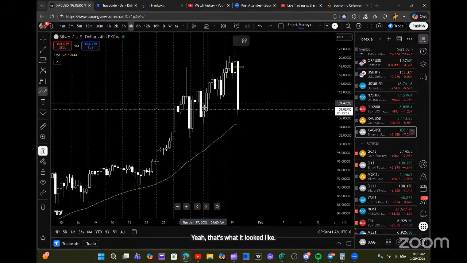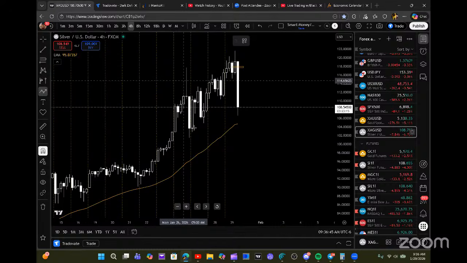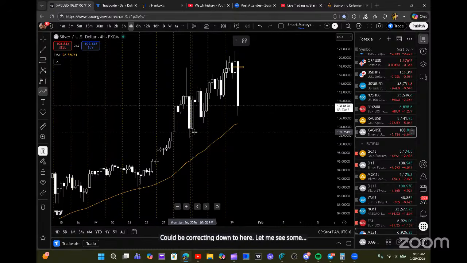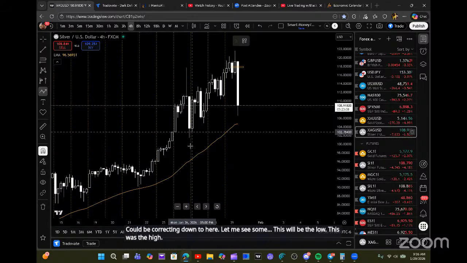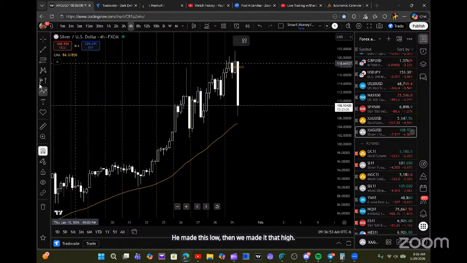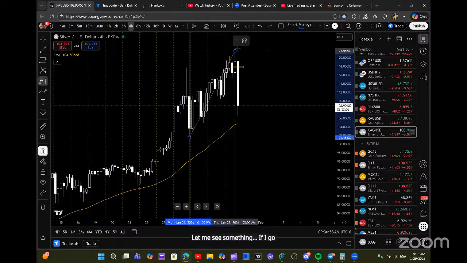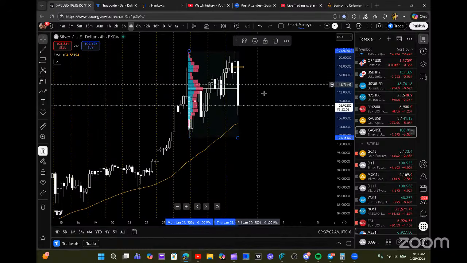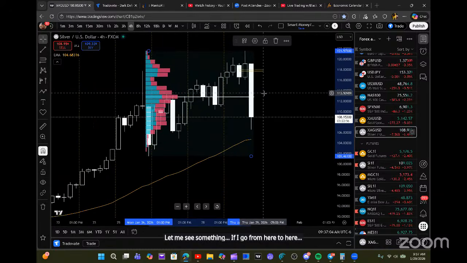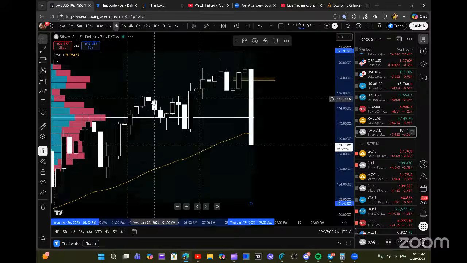Could be correcting down to here. Let me see something. Boom, boom. This would be the low. This was the high. We made this low, then we made that high. Let me see something. If I go from here to here, two hours.